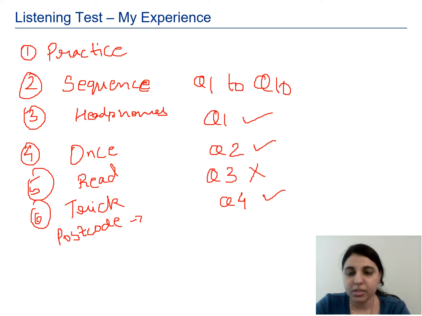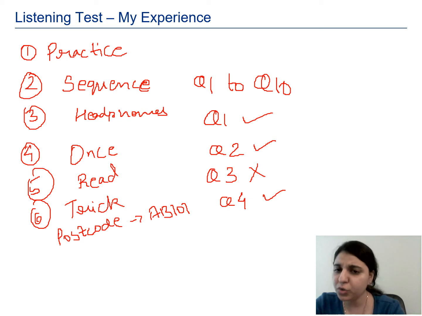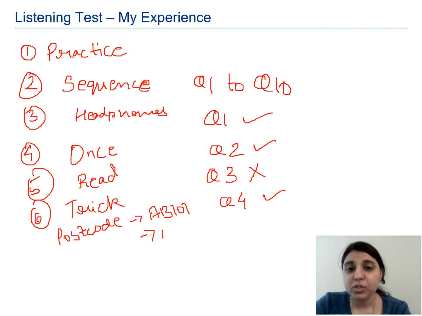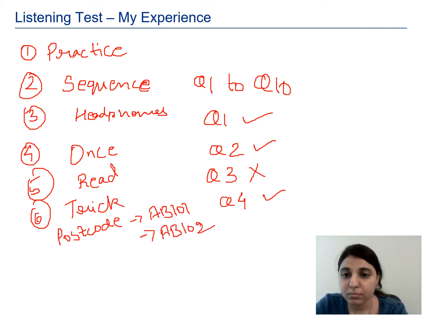So there will be one person who will say the postcode is AB101. Then another person will say, are you sure it is 101 and not 102? Can you please recheck it? And then that person will say, oh yeah, I'm sorry, actually the postcode is AB102. So now if they are asking you what the postcode is, you are not going to write 101. If you write that, it's going to be wrong. What you're going to write is 102, which is the right answer. So first they gave you the wrong answer, and then they gave you the right answer.